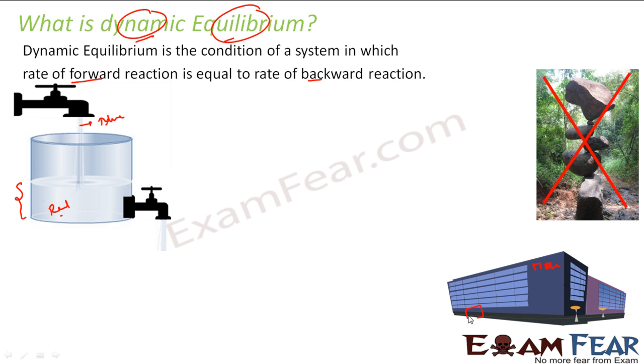One more example can be, let's suppose this is a shopping mall, and this is my entry here, and this is my exit. And I assume that this is 4 p.m. evening time, and let's suppose 50 people are entering into this mall every minute, and 50 are coming out every minute. So the rate at which the people are going inside the mall and the rate at which the people are coming out of the mall is same.